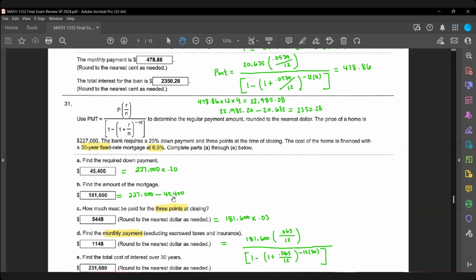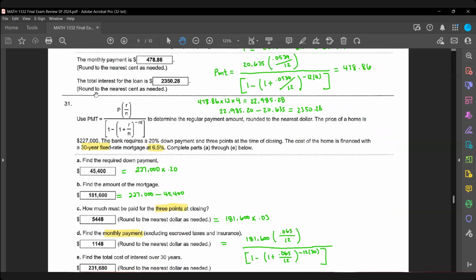Since we're paying that up front, we need to take that off the price of the home. So the difference between the price and the down payment is 181,600. The bank charges 3 points at closing, so we are financing 181,600, and therefore we have to pay the bank 3 points. In other words, 3% of what we are financing, rounded to the nearest dollar. The bank gets 5,448.